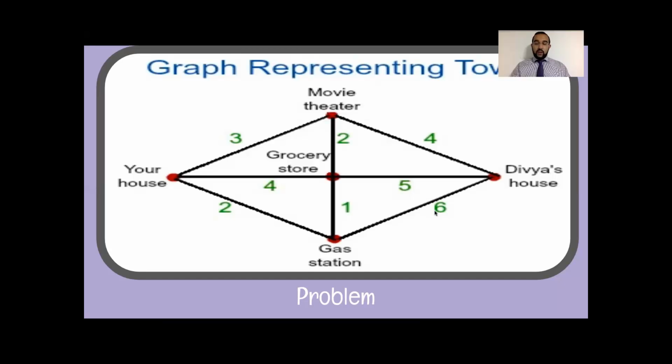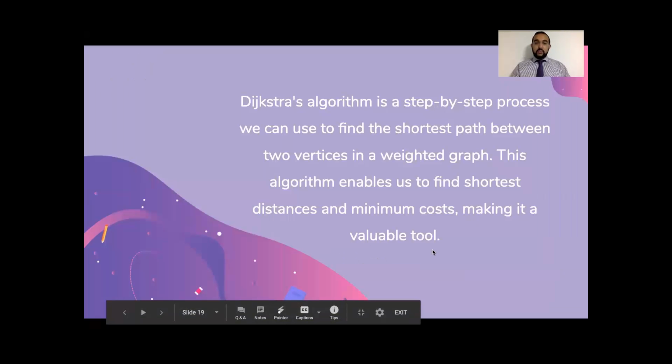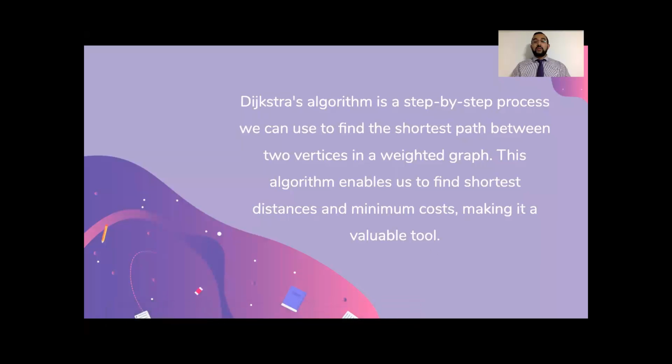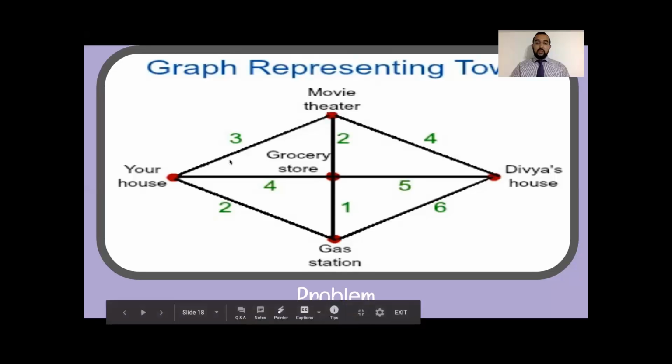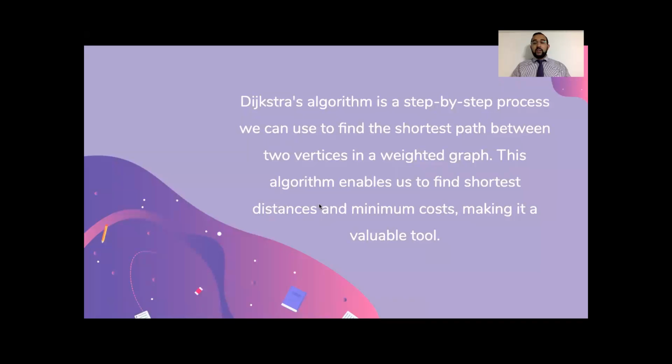So we will figure out how to find the shortest distance using Dijkstra's algorithm. Dijkstra's algorithm is a step-by-step process we can use to find the shortest path between two vertices in a weighted graph. These are two vertices, and this is a weighted graph. This algorithm enables us to find shortest distances and minimum costs, making it a valuable tool.